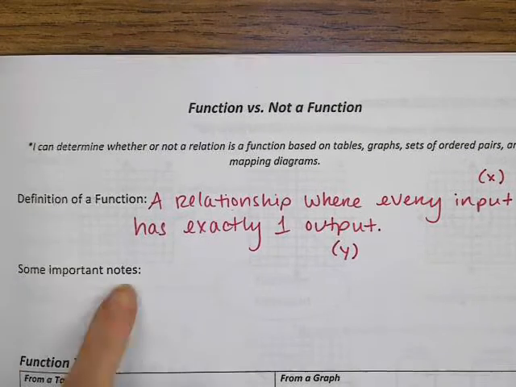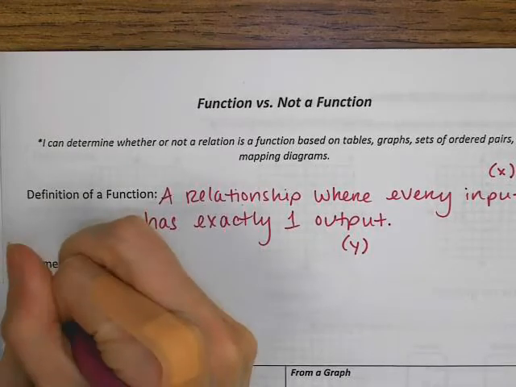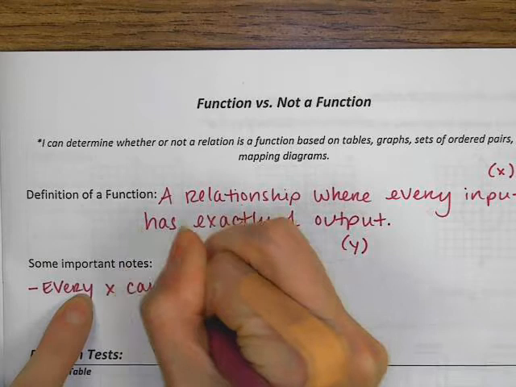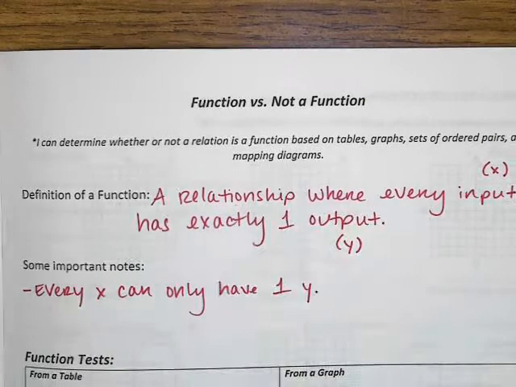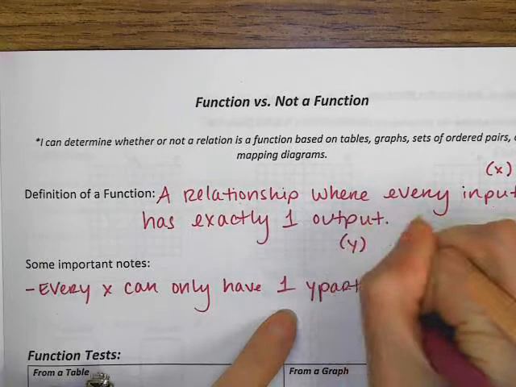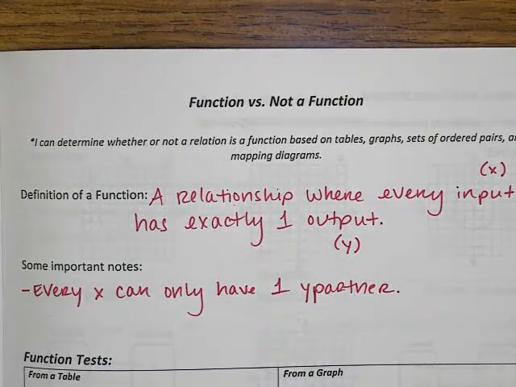All right, so under notes, let's write it a little less fancy. So really the bottom line is every x can only have one y partner. I'll write partner too. Every x can only have one y partner. All right, that's the big rule.